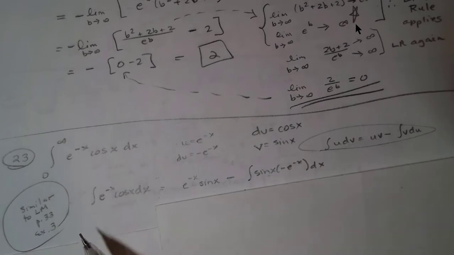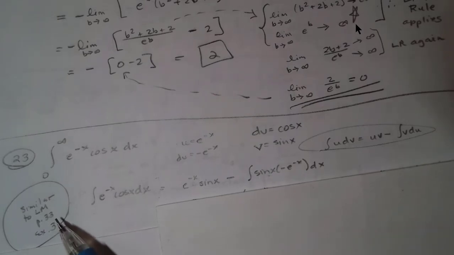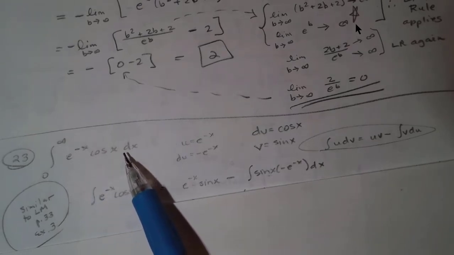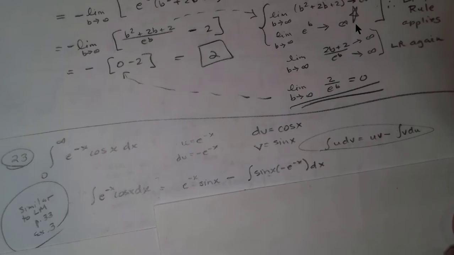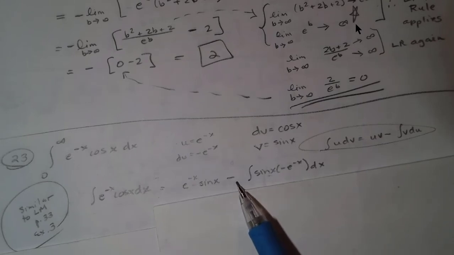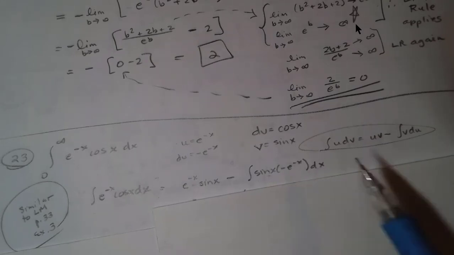I'm going to tell you this is very similar to lecture manual, page 33, example 3, where we had e to the x, maybe sine x. Okay? It's going to be the same process, except a little different with the negative sign. All right, so here's my u times v minus the integral of v du. We've got to do it again.